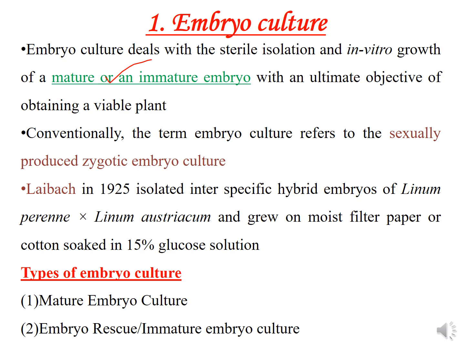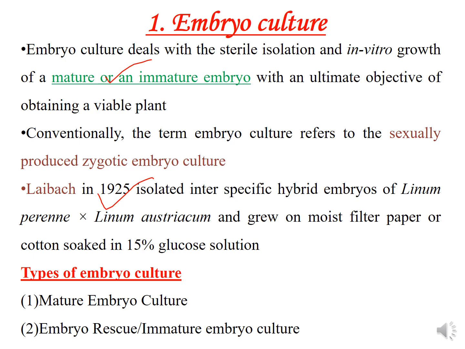How did embryo culture exactly start? Laibach, in the year 1925, isolated the interspecific hybrid embryos of Linum perenne and Linum austriacum. He tried to grow the seed produced from this cross, but he was unable to grow that seed. So what he did was isolate the embryos and grow them on moist filter paper or cotton soaked in 15% glucose solution. Then he was able to obtain a viable plant. From that time embryo culture was exactly started.